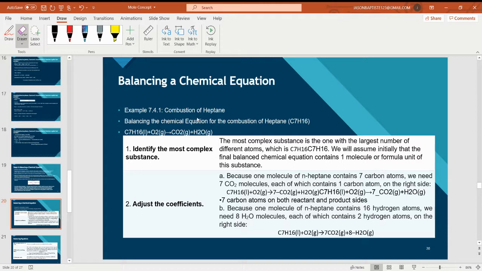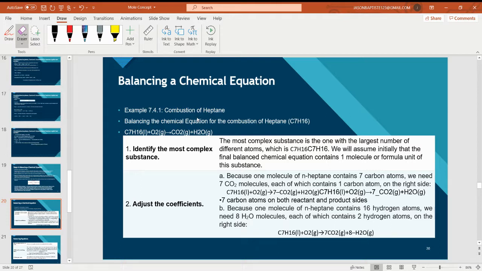So, example 7.41, combustion of heptane. Balancing the chemical equation of the combustion of heptane, which is C7H16. And this is the equation right here. We have C7H16 liquid plus oxygen gas, because in order to burn anything, you need oxygen present, to give us carbon dioxide and water.